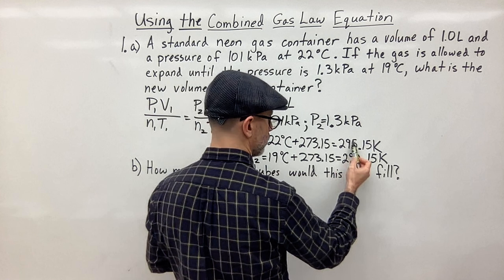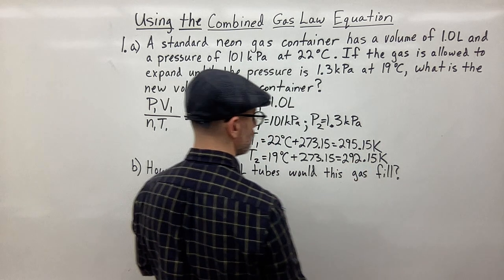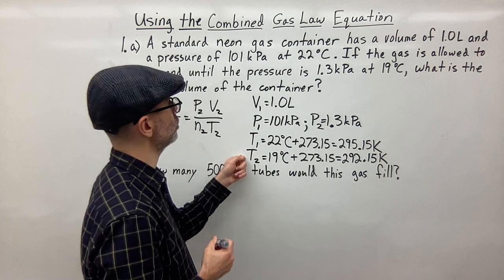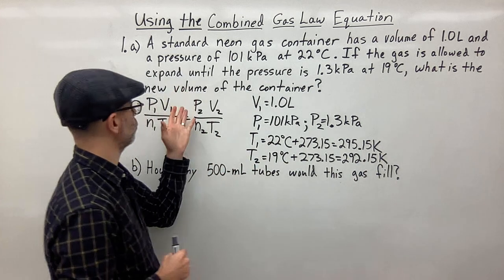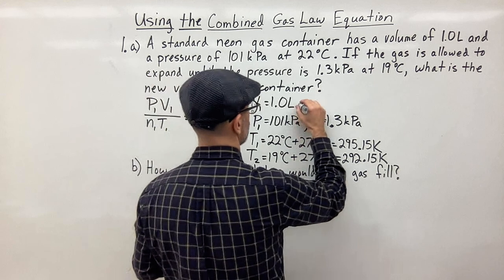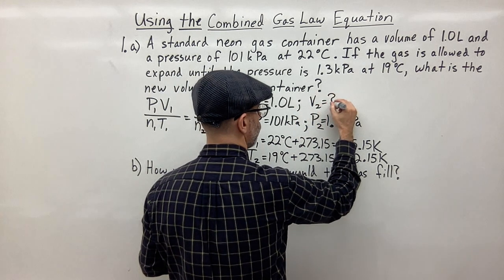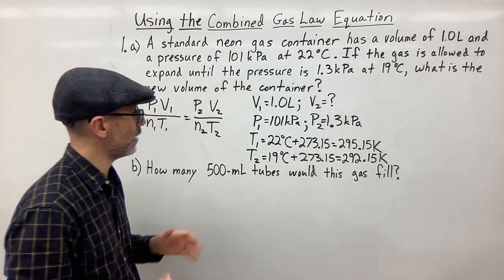So it should be a decrease of 3 in our Kelvin as well. So we have a decrease of 3. All right, so we have our T2. And now they're asking what is the new volume. The new volume is our V2, right? So V2 is equal to question mark. We don't know. That's what we need to find.